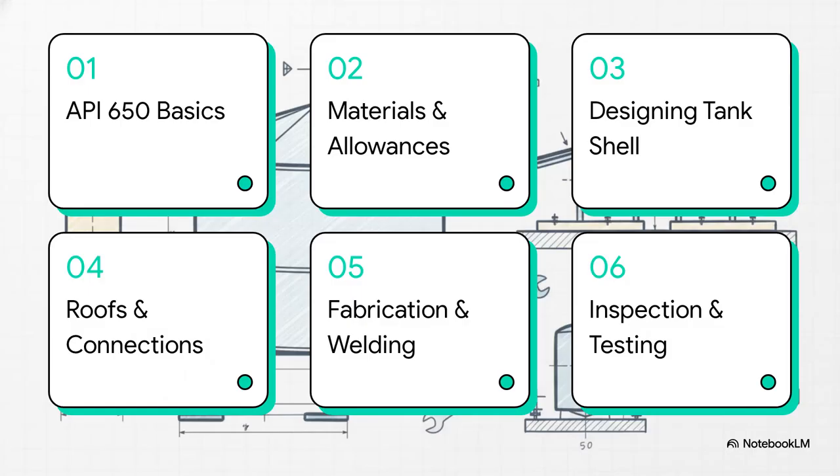So here is our roadmap for the design process. We'll start with the API 650 basics, move on to materials and corrosion allowances, and then tackle designing the tank shell itself. After that, we'll look at roofs, openings, and connections, followed by fabrication and welding rolls. Finally, we'll wrap up with inspection and final testing.